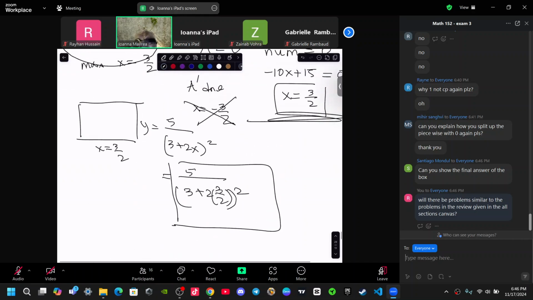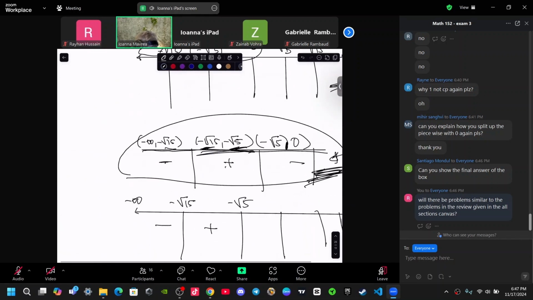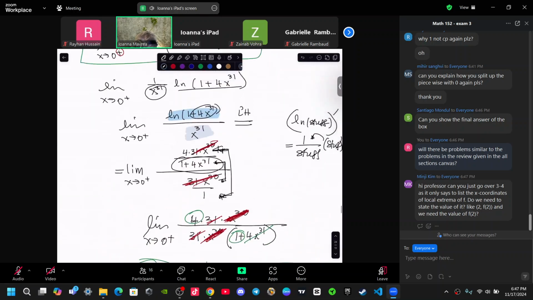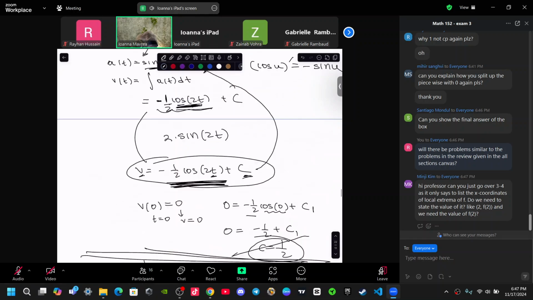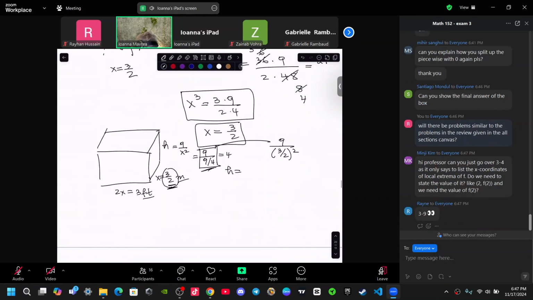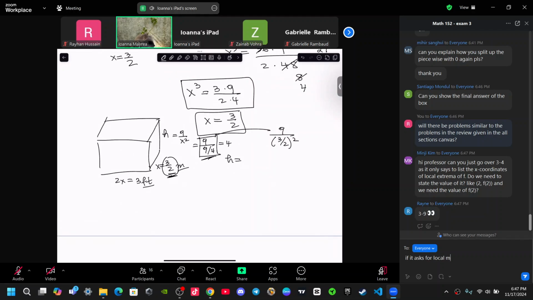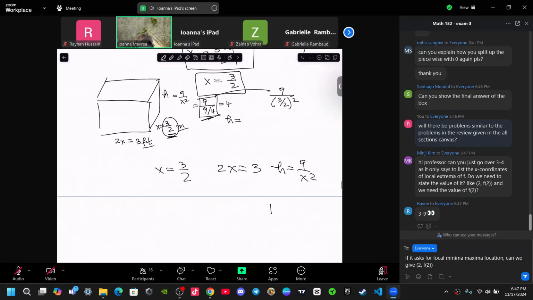Of the box. What was the question? The dimensions. Where's that? Oh, that thing. So what were they? x was 3/2. 2x then is twice that, so it's 3. And h, that was 9 over x squared, is whatever that is. It will be 9 over 3/2 squared. So the 9 is going to go away with this 9, and the 2 squared is going to go in the numerator. So h is 4. So 3, 3/2, and 4.